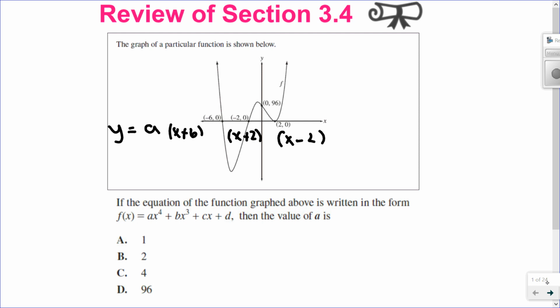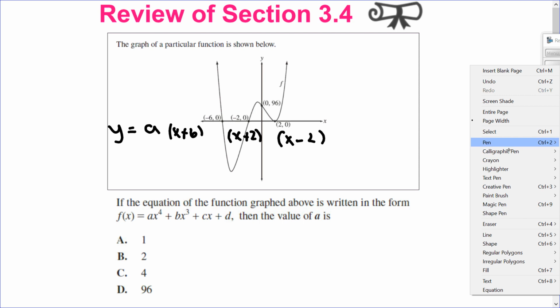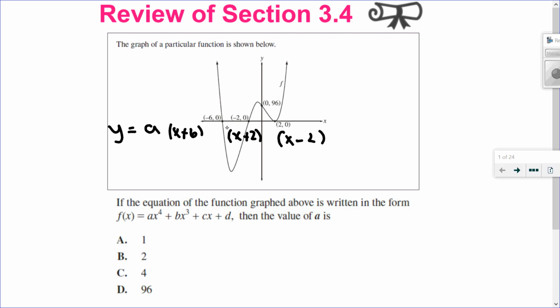Then I look at the multiplicity of my roots. Looking at the multiplicity, the one at -6 is just passing through, so I know it has a multiplicity of 1. At -2, it is passing through, so it has a multiplicity of 1. And at +2, it does a touch and turn around, so the multiplicity is 2.